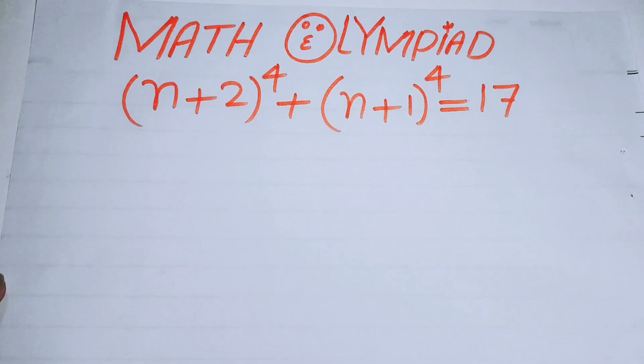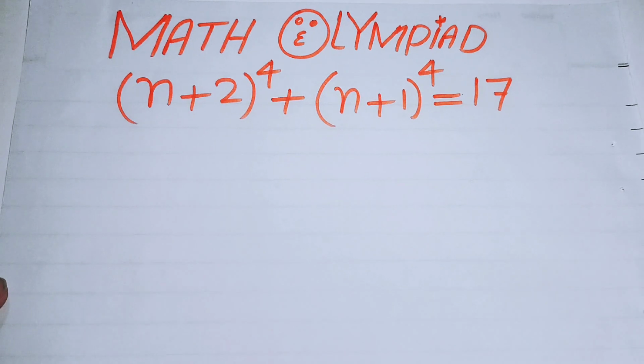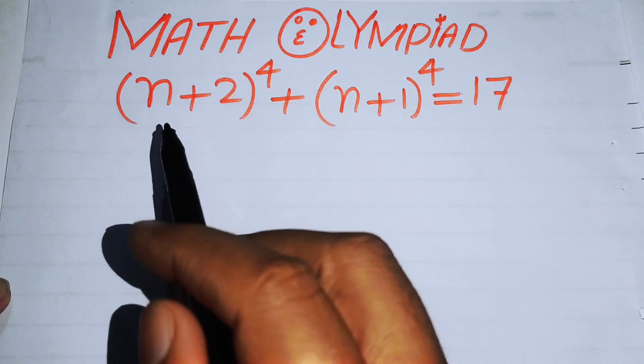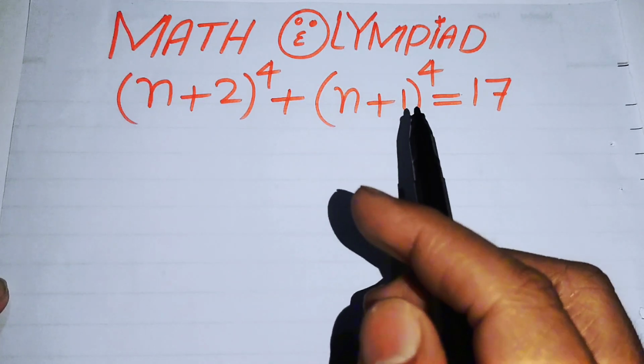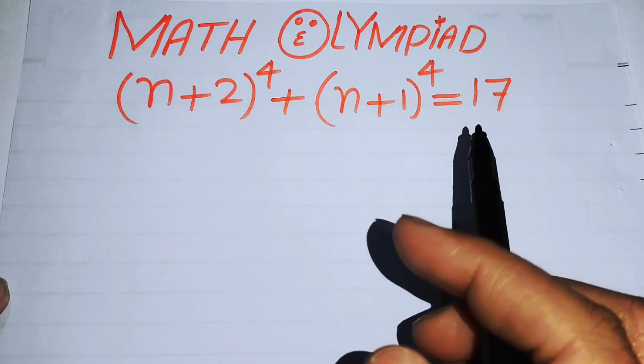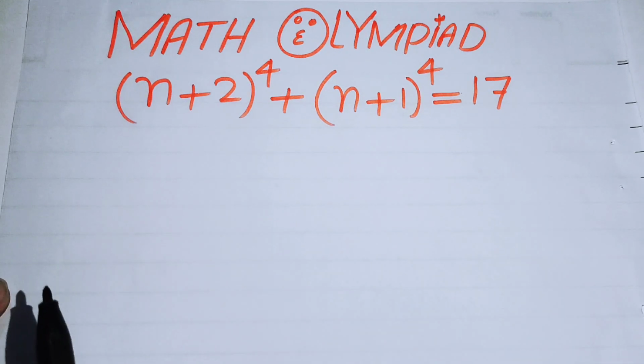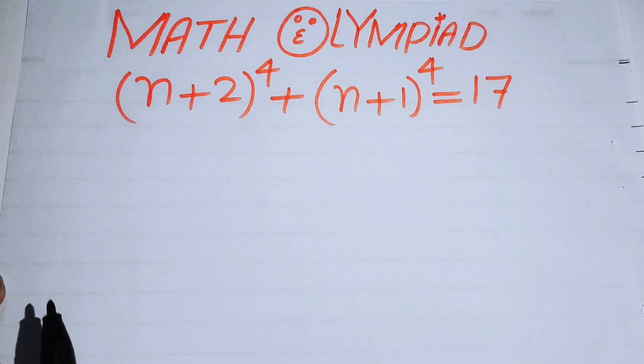In this video we are going to solve this nice math Olympiad algebraic problem, and here we have (n + 2)^4 + (n + 1)^4 = 17, and we will solve this problem for the values of n, or the real values of n. So here we find the real roots.